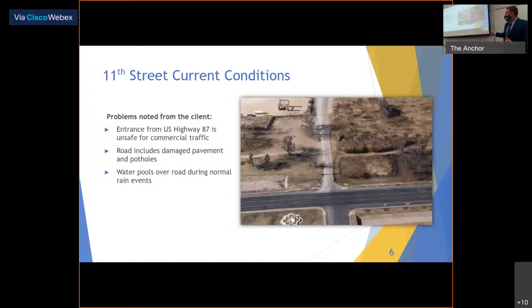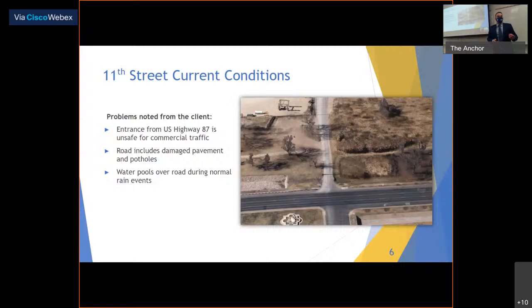And while we were there on the site investigation, we witnessed many 18-wheelers pulling into the oncoming traffic lane to make that turn. And so this is a very unsafe design. We also noticed that the pavement had degraded and had sprawling cracks throughout it, as well as water pooling over the road in rain events.